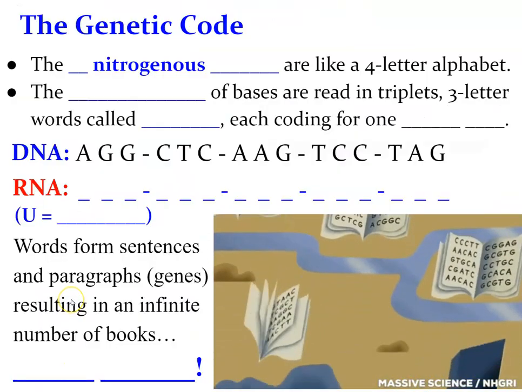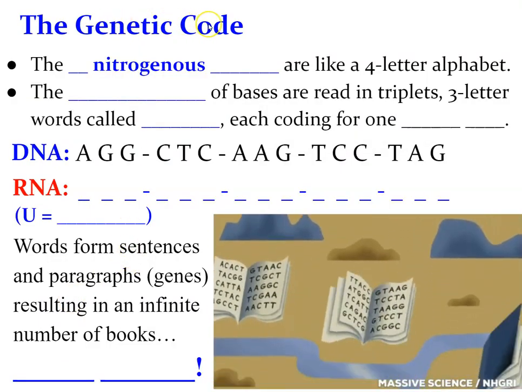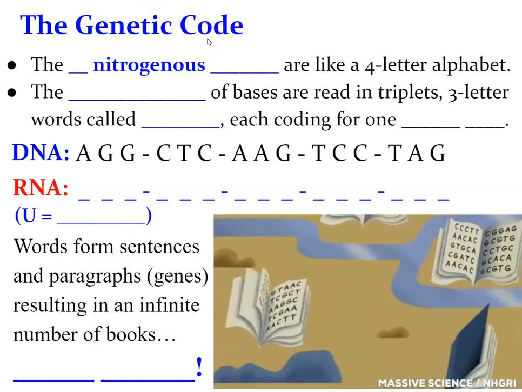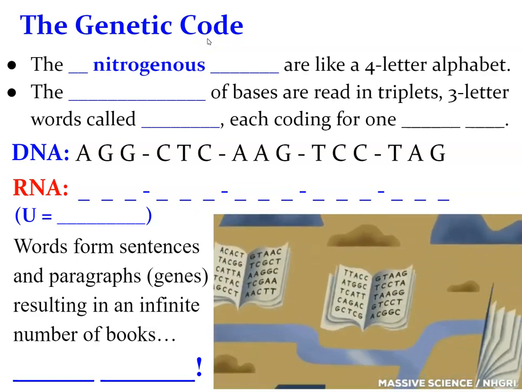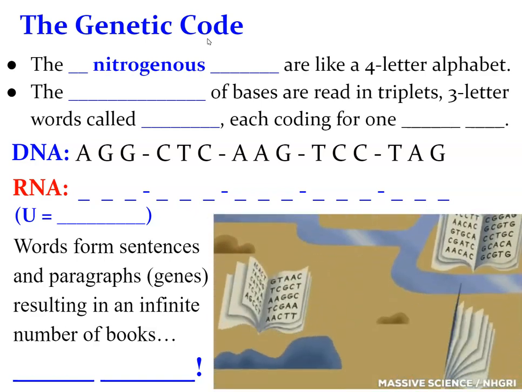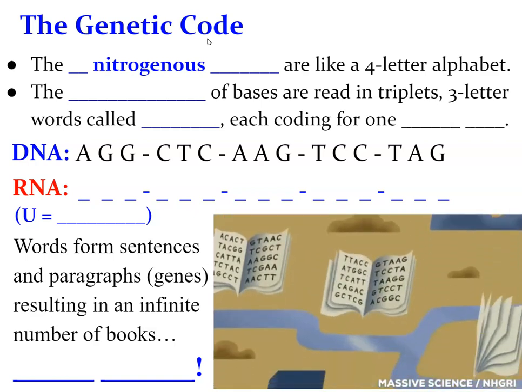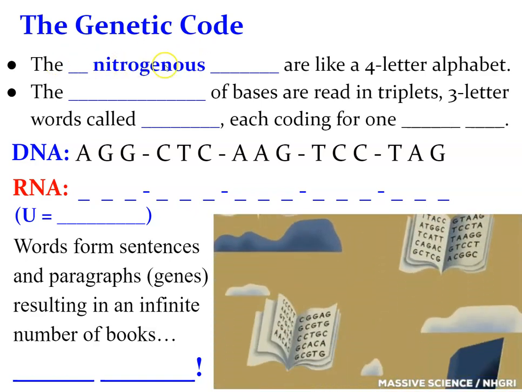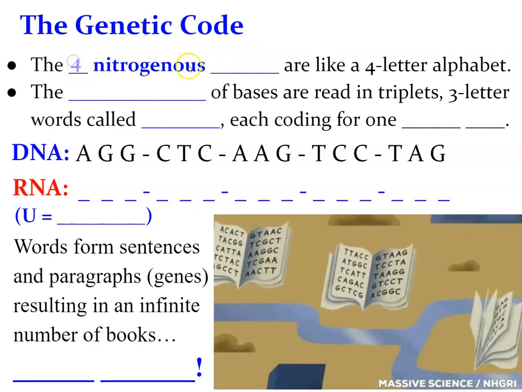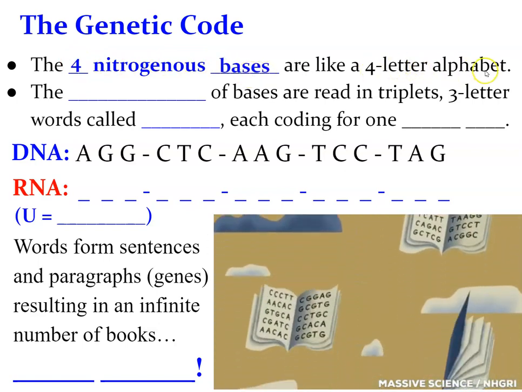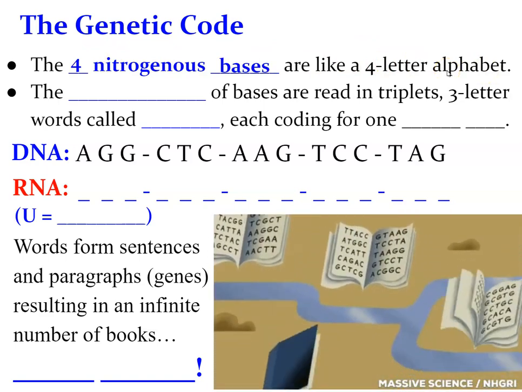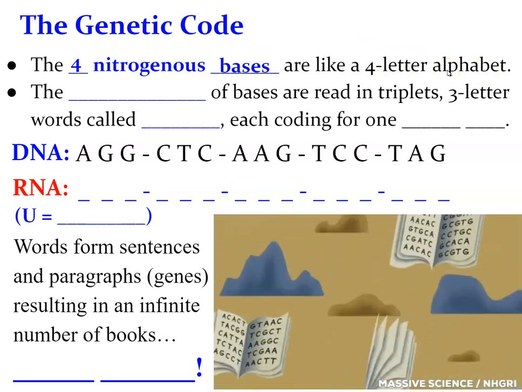And then let's finish up with an analogy for the genetic code. The analogy is that the genetic code is like, each individual letter is like the nitrogenous bases, or the nucleotides. But when you string them together, they make words. And the words make sentences and paragraphs, and the sentences and paragraphs come together in a book. All right? So the nitrogenous bases, and remember there are four, are like a four-letter alphabet. And it's amazing that all the information to spell out every living thing on the planet is spelled out with only 4 letters. That's incredible.